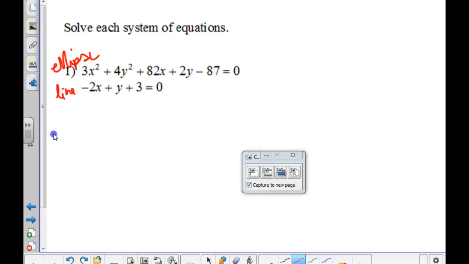Yeah, none would be nice. But that was an ellipse and a hyperbola. This is a line and an ellipse.